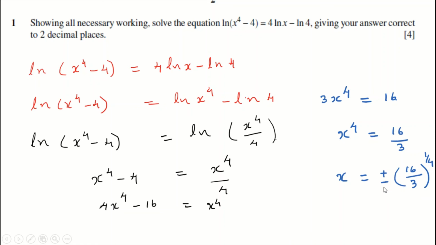Again here there is a minus solution. We can't accept this minus solution because ln x can't be negative. So here x can't be negative because of this ln x, therefore we can't accept the negative part of this solution. Therefore our solution is x equals 16 over 3 to the power 1/4.